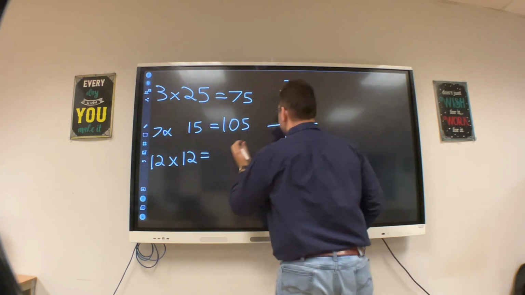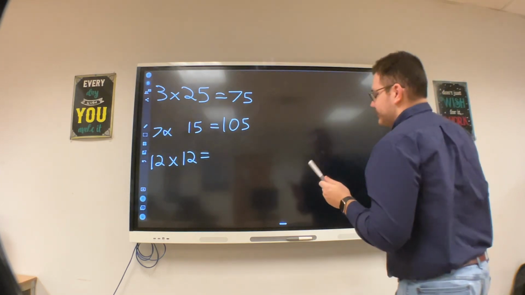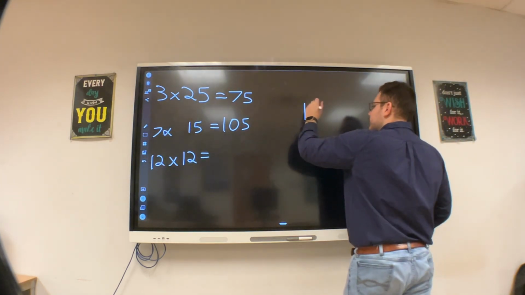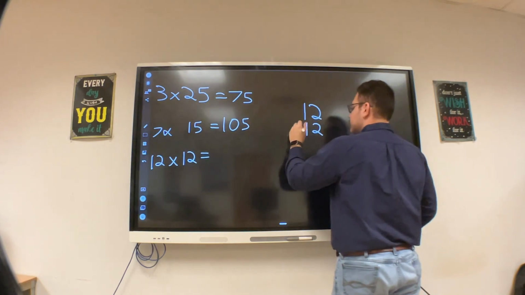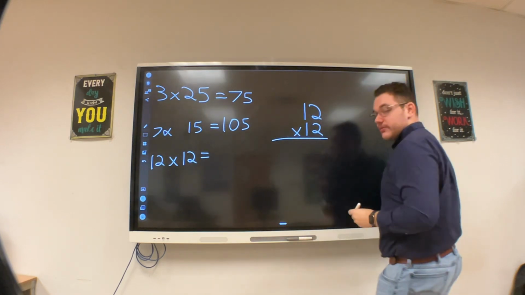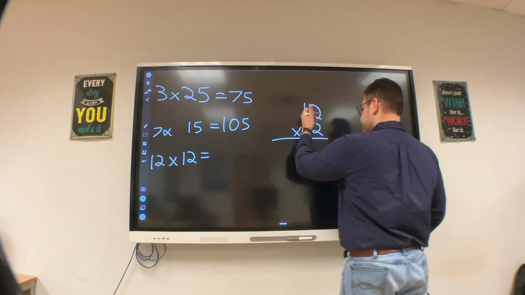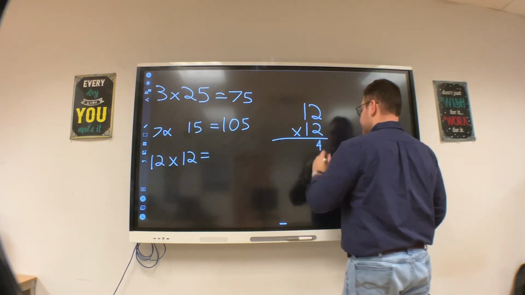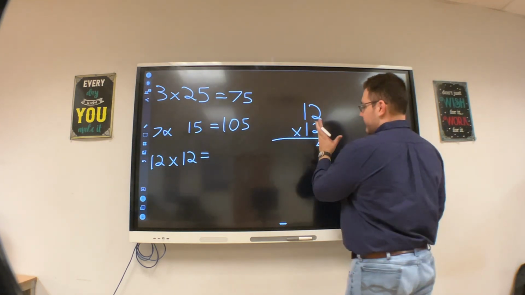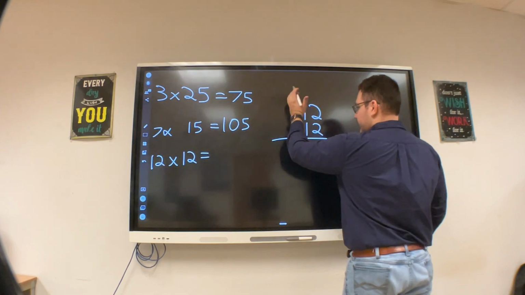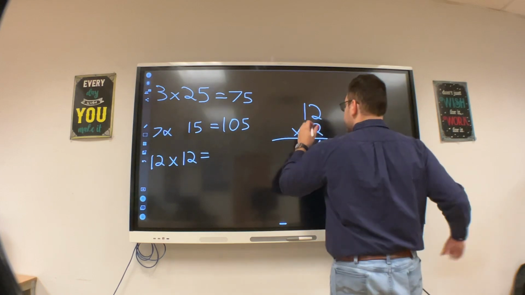And then our last one is going to be 12 times 12. Now that one is the tricky one, because now we've got double digits on both sides. So how are we going to work this out? We're going to start with our ones group. 2 times 2 is going to be 4. And then we're going to multiply this 2 times 1 also. So the first step is to take our ones place and multiply the top number by it. So 2 times 2 is going to be 4, and 2 times 1 is going to be 2.